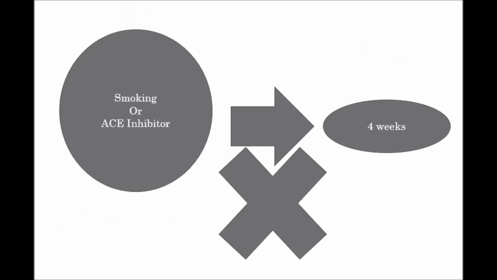First, you should check your history of smoking and whether you are taking ACE inhibitors. The smokers numbered 10 in this study and had chronic bronchitis due to smoking. In the case of chronic cough, smoking cessation for about 4 weeks should be observed. Treatment with an ACE inhibitor used as an antihypertensive is also discontinued for about 4 weeks.